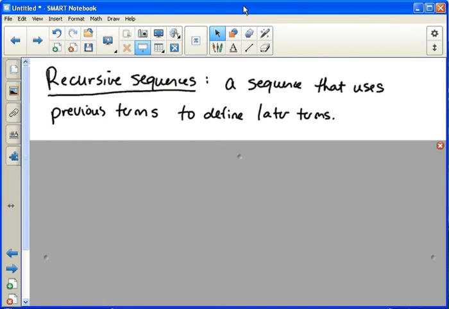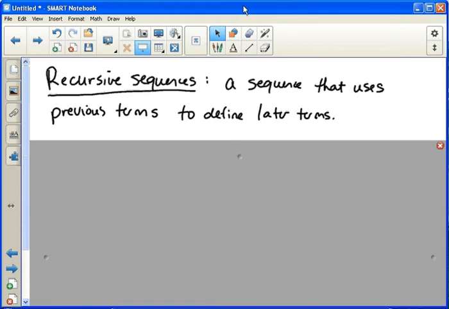Now let's look at a very specific type of sequence, a recursive sequence. A recursive sequence is a sequence that uses previous terms to define later terms. Recursive sequences have memory is kind of one way to look at it.